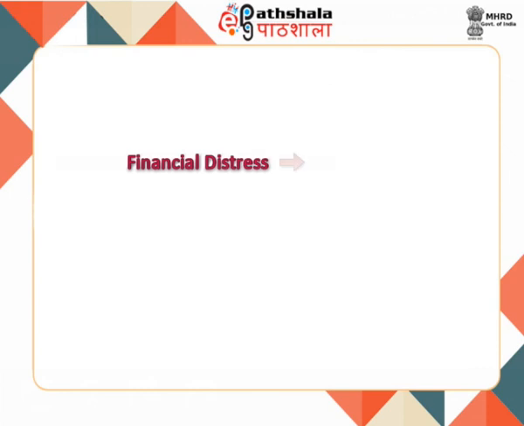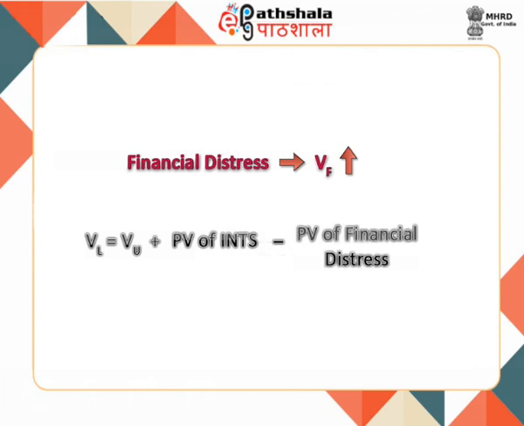Financial distress reduces the value of the firm. Thus, the value of the levered firm is equal to the sum of the value of an unlevered firm and present value of the interest tax shield minus the present value of the financial distress.